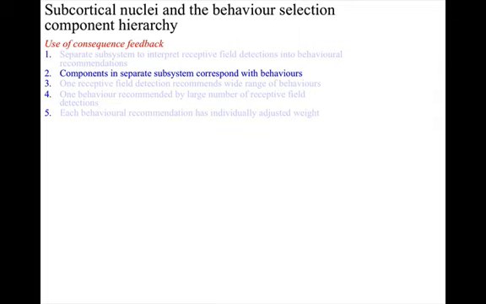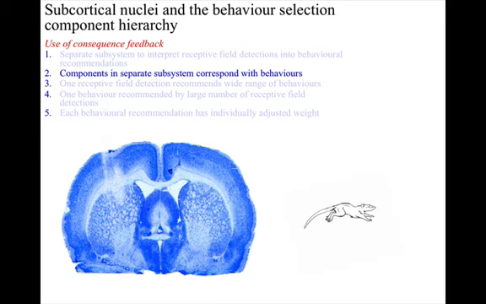The theoretical considerations also predict that modules in the cortex are behaviorally ambiguous, but different components in the behavior selection subsystem will correspond with different specific behaviors. In this picture of the rat brain, this is the striatum of the basal ganglia in one hemisphere, where it's observed that individual neurons, or small groups of neurons, correspond with very specific behaviors, such as moving a limb in a specific direction or using specific muscles.